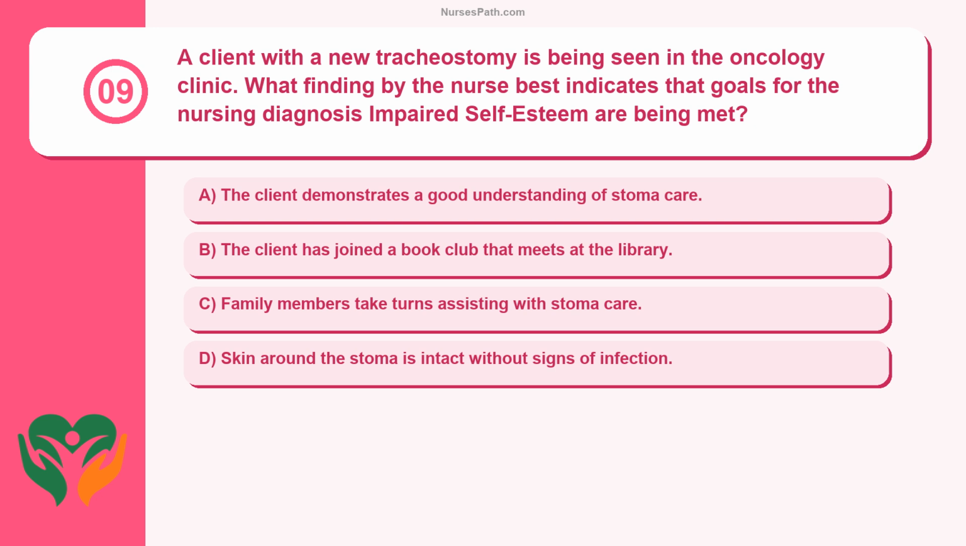Question 9. A client with a new tracheostomy is being seen in the oncology clinic. What finding by the nurse best indicates that goals for the nursing diagnosis impaired self-esteem are being met? A. The client demonstrates a good understanding of stoma care. B. The client has joined a book club that meets at the library. C. Family members take turns assisting with stoma care. D. Skin around the stoma is intact without signs of infection.